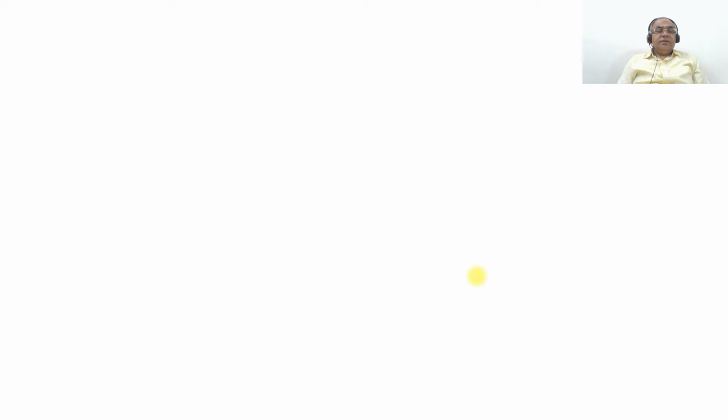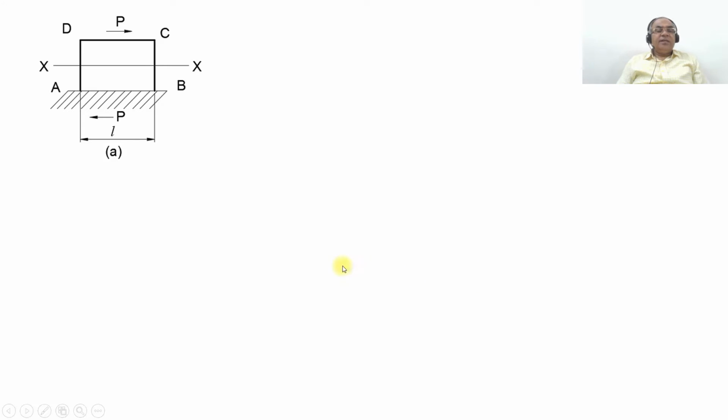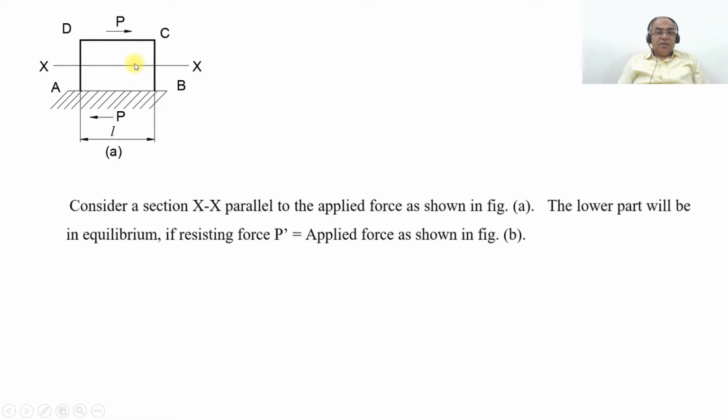So here, if you consider a member of rectangular cross section A, B, C and D, having a shear force applied at the top, P, towards the right side. At the bottom you can also see that the magnitude will be equal to P but in the opposite direction, so that the body is in equilibrium. Consider a section XX which is parallel to the applied force, as shown in figure A. The lower part will be in equilibrium if the resisting force P dash is equal to the applied force P, as shown in figure B.